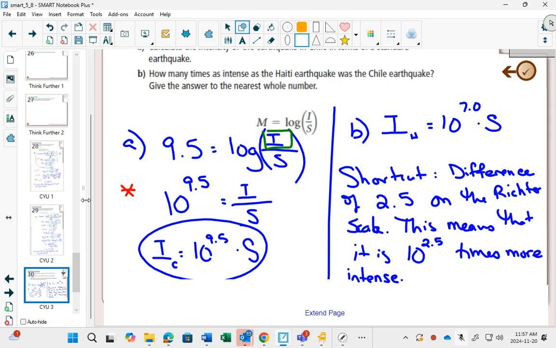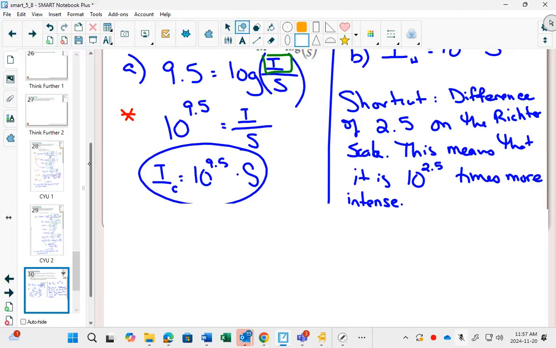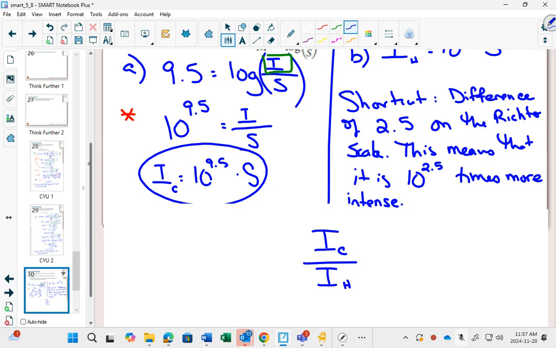If you didn't use the shortcut, you would compare the intensity of Chile divided by the intensity of Haiti. That would be the way to compare them. We had 10 to the 9.5 times S for one and 10 to the 7.0 times S for the other. The S's would simplify and go to 1. And what's your exponent law for dividing? You subtract your exponents, so you would get 10 to the 2.5.